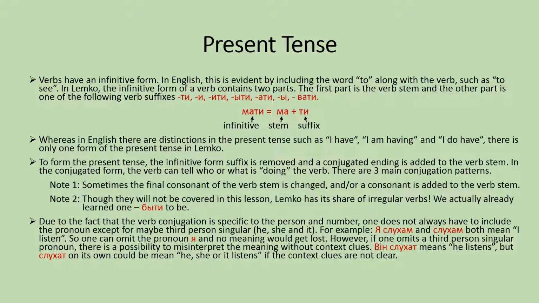Whereas in English, there are distinctions in the present tense, such as I have, I am having, and I do have, there is only one form of the present tense in Lemko. To form the present tense, the infinitive form suffix is removed, and a conjugated ending is added to the verb stem. In the conjugated form, the verb can tell who or what is doing the verb. There are three main conjugation patterns.